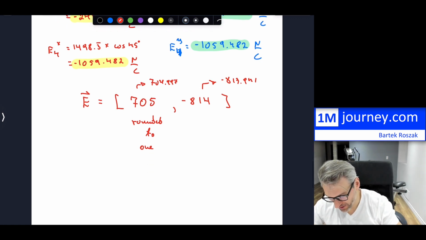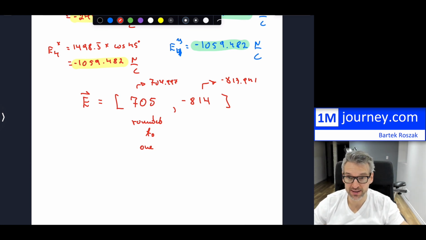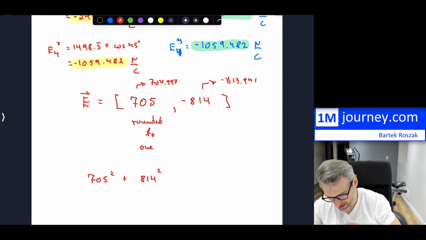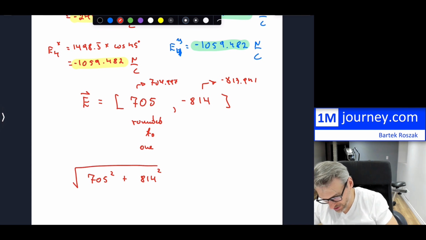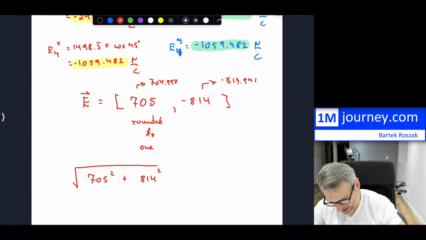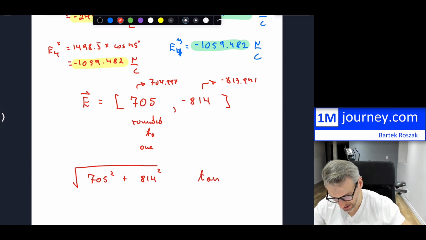Now, if you want to find the overall magnitude and then the actual angle itself, then you have to take 705 squared plus 814 squared. Okay, so this is rounded, so it's going to be a little bit off, but that's fine. I hope that you can see what I'm doing. So this is going to be the magnitude because we want to know the hypotenuse. And then for the angle, you're going to have to take tan inverse.